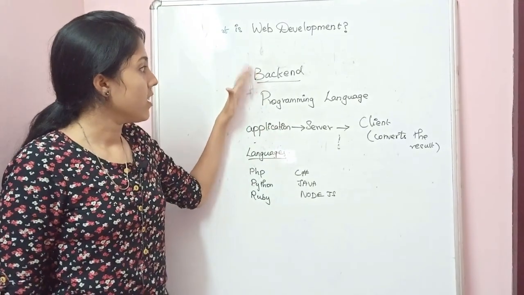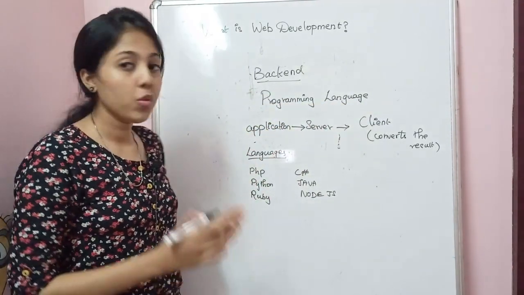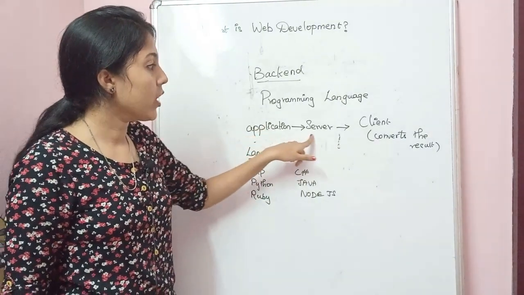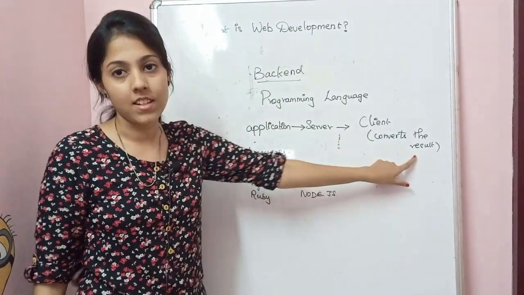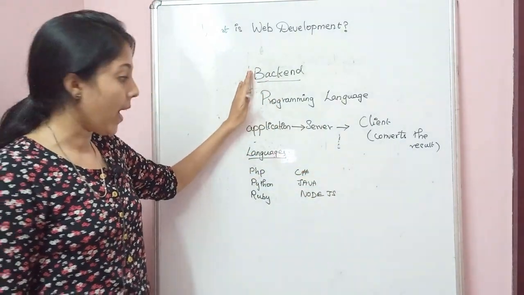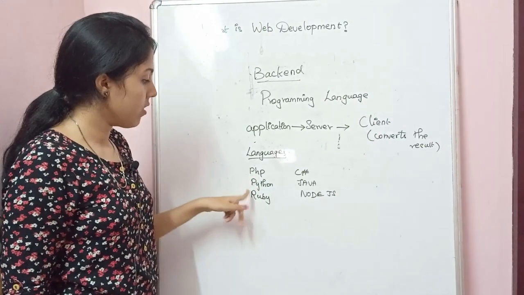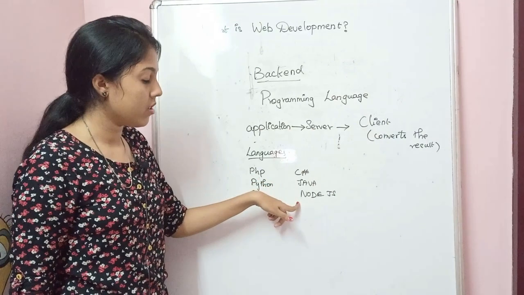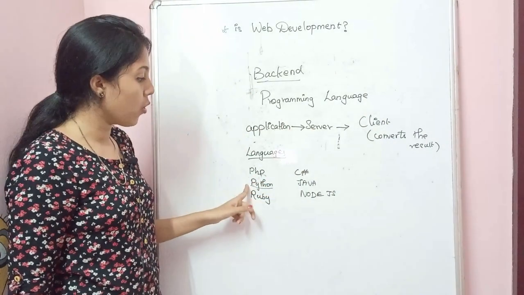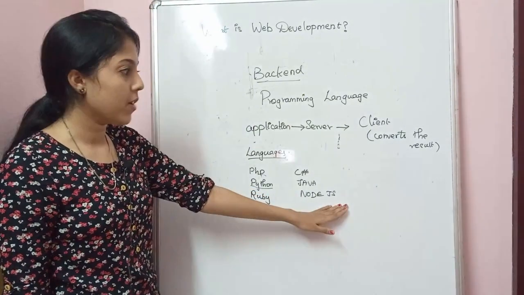Then back end. When it comes to back end, you have to know a programming language. You have to write logic and functions for your application. Then it will be loaded to the server and the client will convert the result and you will see the website. The languages that you can use for the back end are PHP, which is a separate language, and Python, Ruby, C#, Java and Node.js. You can use any one language. If you are familiar with Python, you can go with Django. If it is Node.js, you can use JavaScript for creating web development.